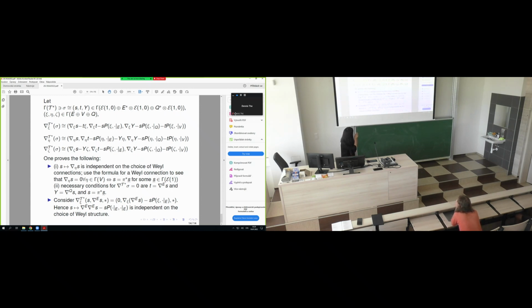And then we look at the projection to the rank 2 quotient bundle and insert this section, which satisfies the necessary condition of being parallel. Then we see that this maps to here. In particular, here it is 0, which means this is invariant on the choice of Weyl structures. Hence, we get another invariant operator. And I should stop here.